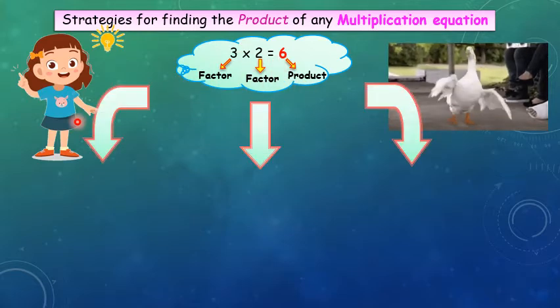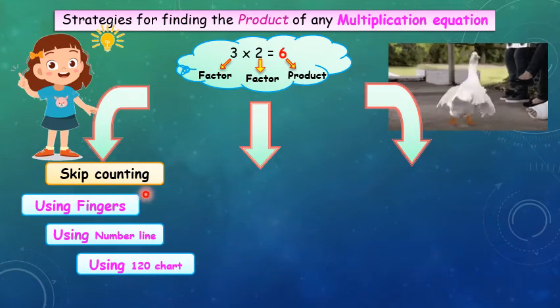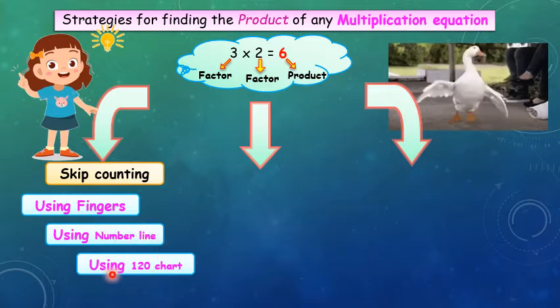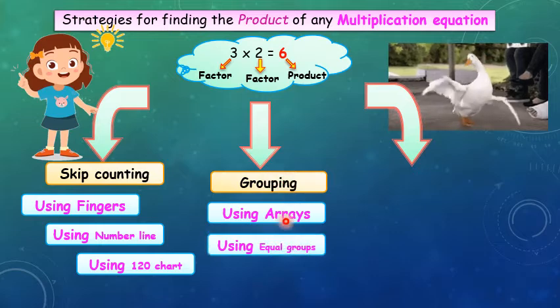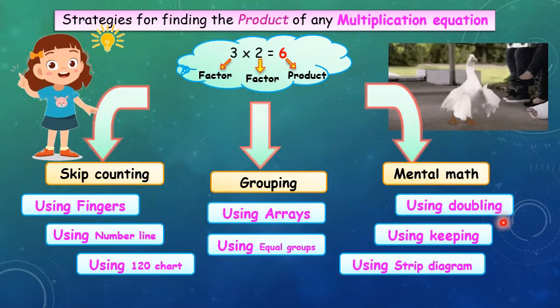Okay, now let's go to know our strategies. We have multiple strategies. The first strategy is skip counting, using our fingers, using a number line, or using a 120 chart. The second strategy is grouping, using arrays or using equal groups. And the last strategy is mental math, using doubling, using keeping, or using a strip diagram. Now let's go to revise each point.